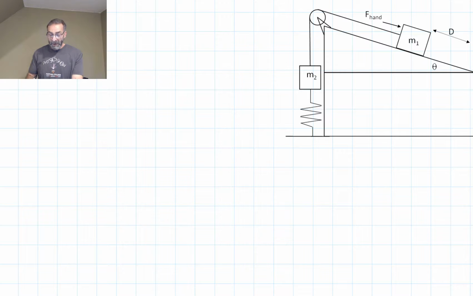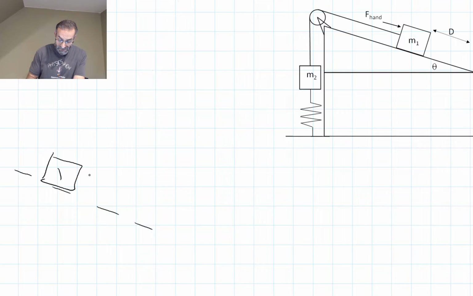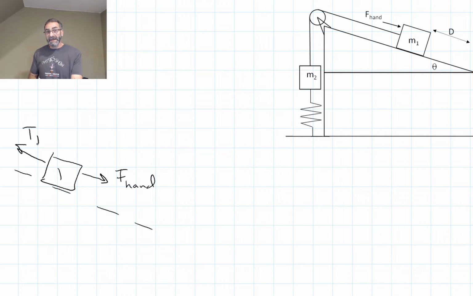Now let's take a look at M1. M1 is on an incline. Let's take a look at what's touching M1. We have the hand exerting a force on M1 in this direction. We have the rope T1 exerting a force on M1 up the incline. We have the surface touching it. That can interact 2 ways, through a normal force and through a friction force. And M1 is sliding up the incline, so our friction force is going to be down the incline.